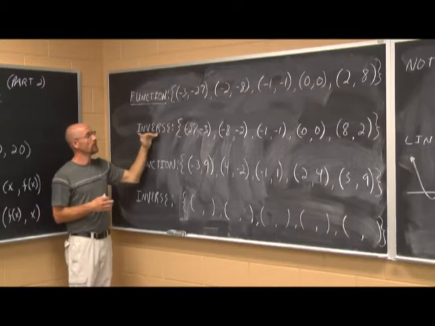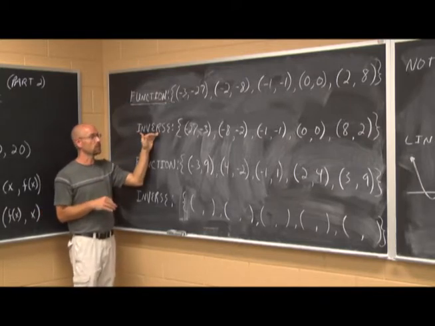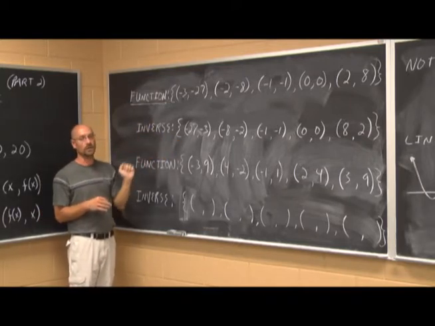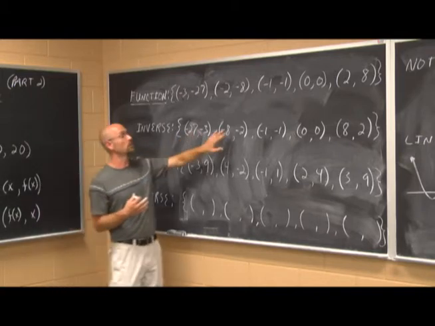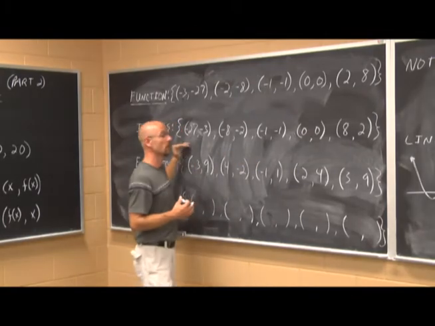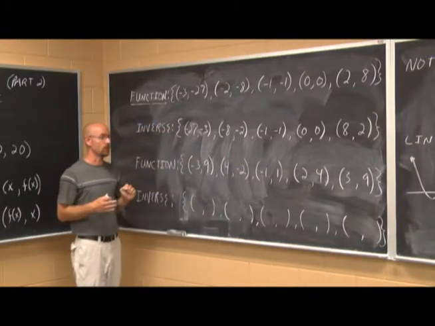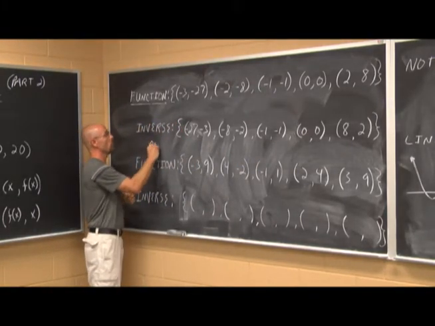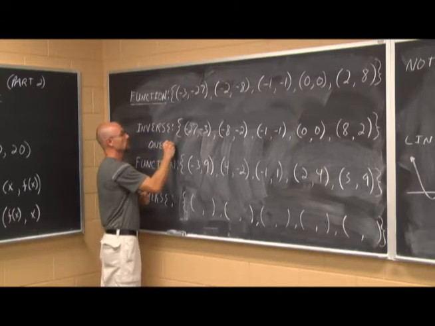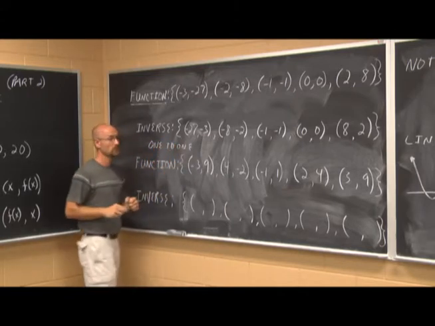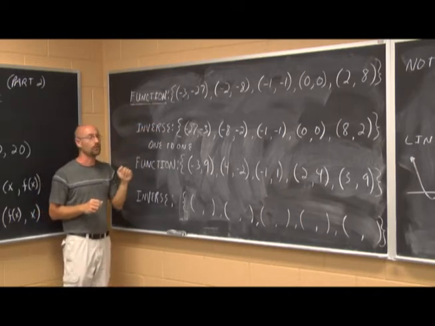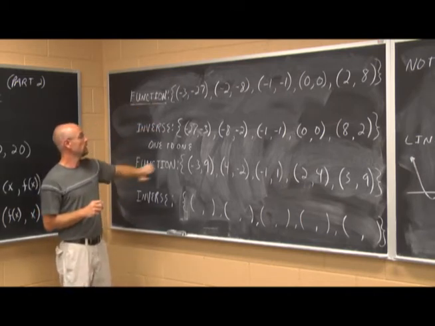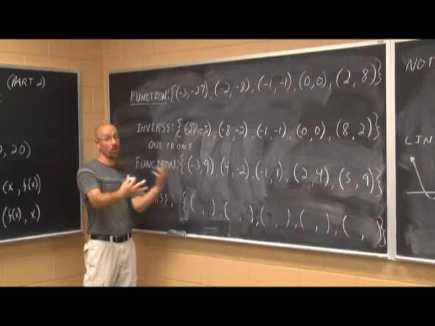Well, how can I tell if its inverse is a function? Well, now the x's are y's and the y's are x's. Well, apply the same thing to the inverse. Does the x value repeat? No. So the inverse is also a function. So we call this a one-to-one function. This is a one-to-one function, which means its inverse is also a function.